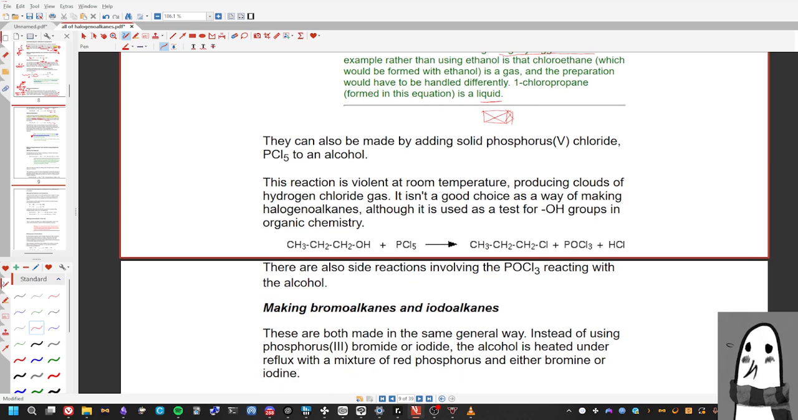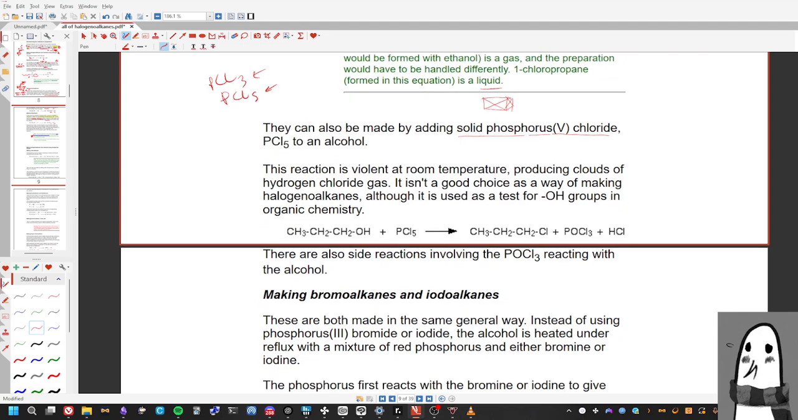They can also be made by adding solid phosphorus(V) chloride, PCl5, to an alcohol. So we talked about PCl3, and now we're talking about PCl5. These are the two reactants that we can use reacting with alcohol. This reaction is violent at room temperature, producing clouds of hydrogen chloride gas. It isn't a good choice.